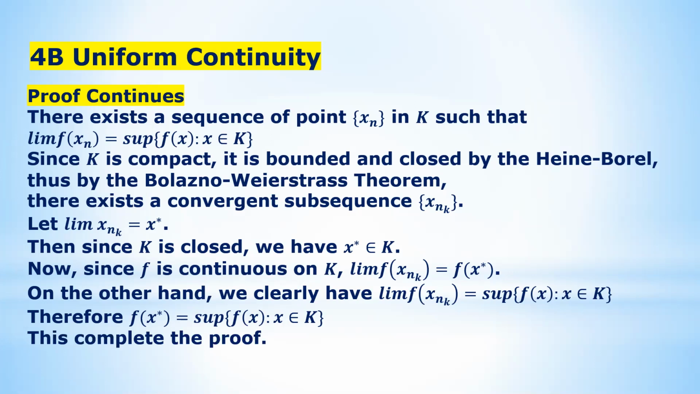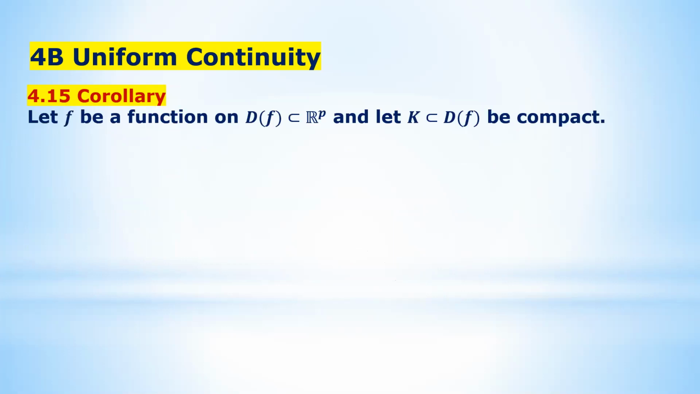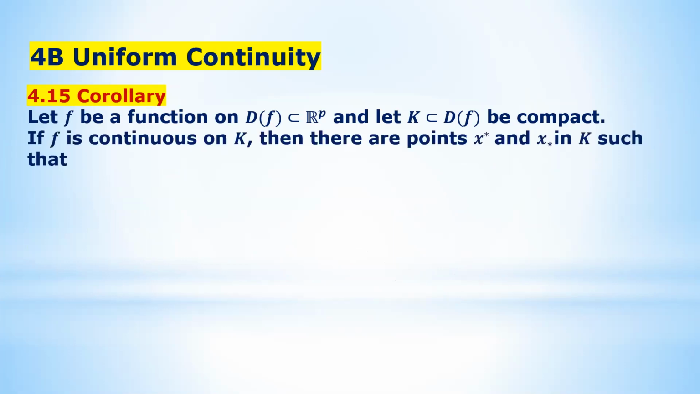So this completes the proof. There's a corollary, a consequence. Actually, it's not really a consequence; it's a slightly different situation. The condition is the same, assuming f is a function defined on a compact set.